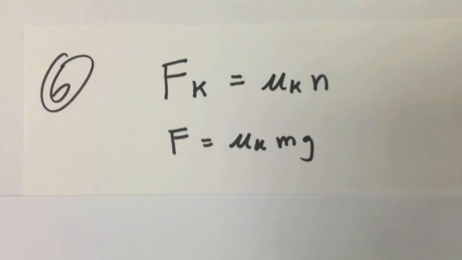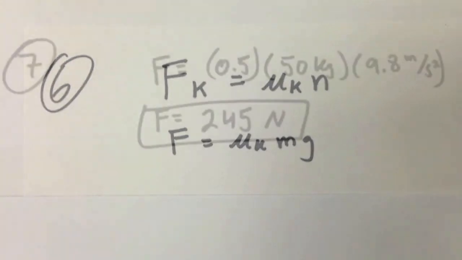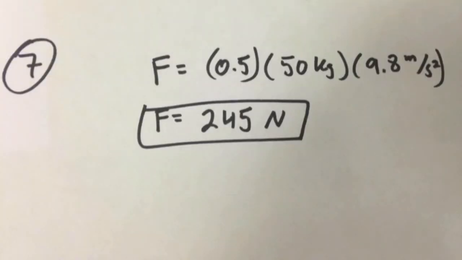In the second half of the problem, we do the same thing as we did before. We take the force of kinetic friction, which is equal to mu k n, and we substitute in for the normal force. So force of kinetic friction is equal to mu k mg. We then plug in and solve, and find that this man has to push at least 245 newtons to keep the object in kinetic friction.